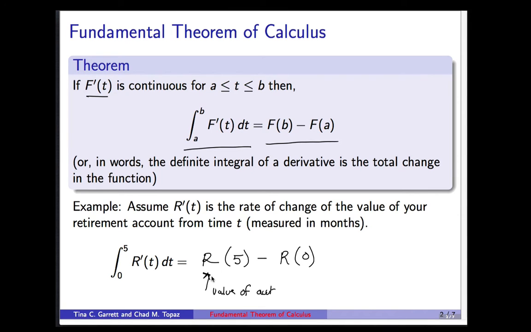So basically, you're thinking about the value at the end of the time period, 0 to 5, and subtracting the value at the beginning to get the total change in value. That's all that the fundamental theorem basically says. If you're integrating a rate of change, you get a total change, and that's a pretty simple relationship. We've seen that with velocity and position.